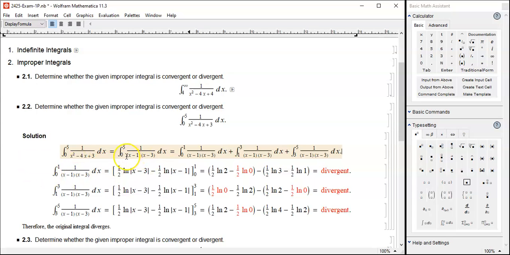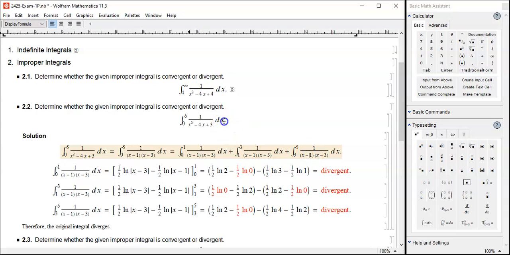So we can factor the denominator like this. And then we can decompose the integral from 0 to 1 because we have the first vertical asymptote, and 1 to 3, and then 3 to 5, the second vertical asymptote. If all three integrals are convergent, you'll have a plus b plus c.